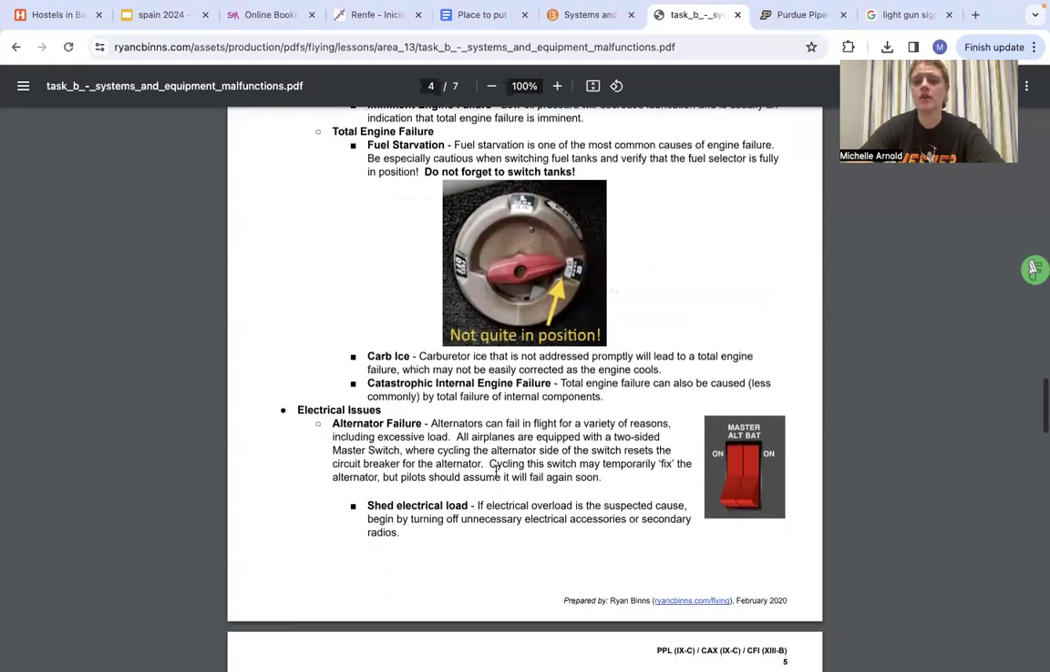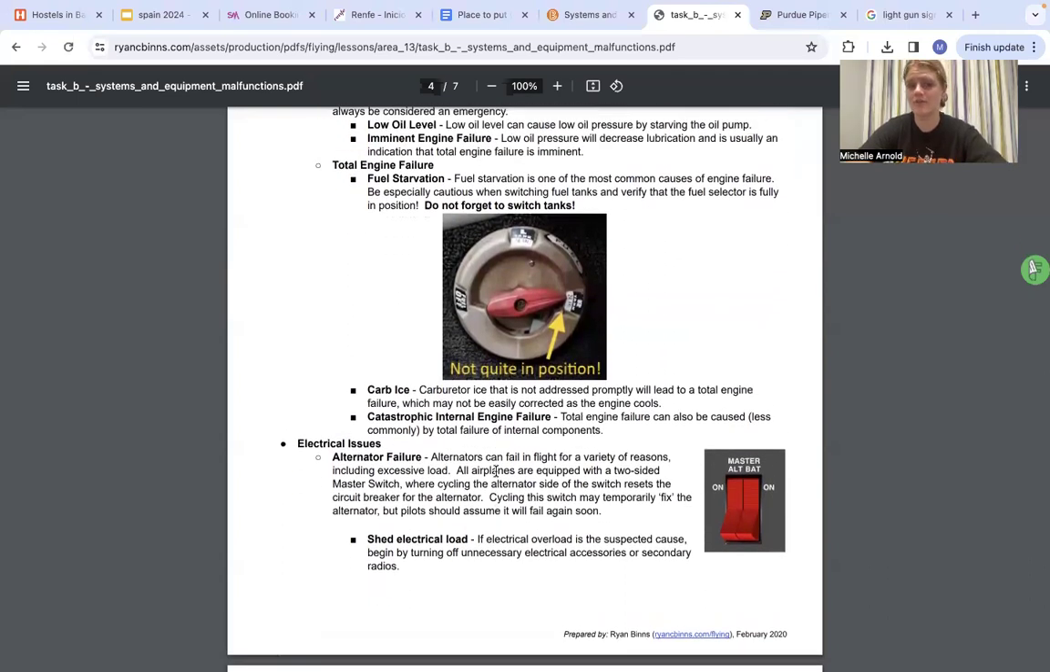All right, so total engine failure. One thing that this could be from is fuel starvation, which is one of the most common causes of engine failure. Be especially cautious when switching tanks and verify that the fuel selector is fully in position. So yes, as you can see, this one's not quite in position, so it might not have fully switched.